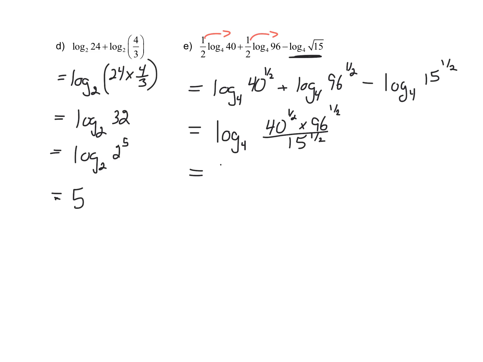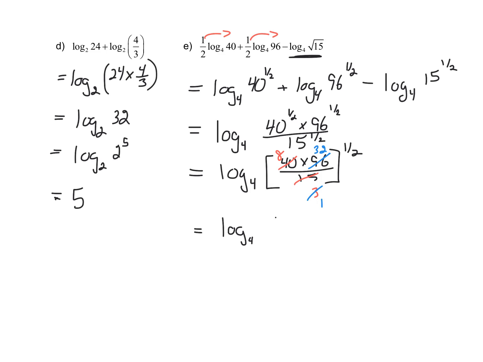Now they're all to the exponent 1/2, which means, if you think about that, I'm going to have 40 times 96 over 15, all raised to the 1/2. Now if we do that, of course, we can do some canceling. 5 goes into 15 3 times, goes into 40 8 times. 3 goes into itself once, and into 96 32 times, which means I have the logarithm base 4, and if I look through that, I get 8 times 32 to the 1/2.